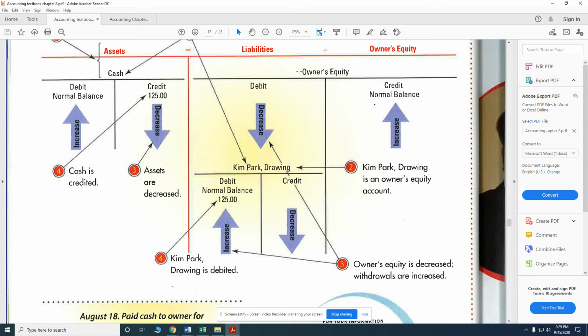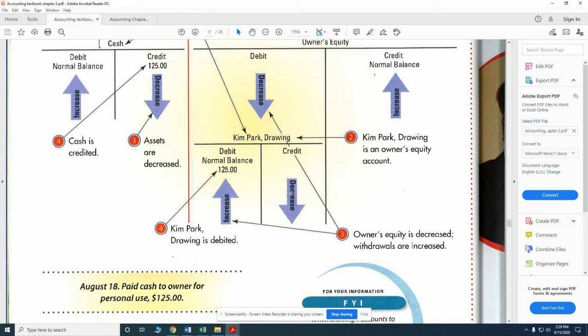And we use an account called Kim Park Drawing. Kim Park Drawing is the account we use when the owner takes out money for personal use. Cash went down, and owner's equity went down, a minus on the left and a minus on the right.